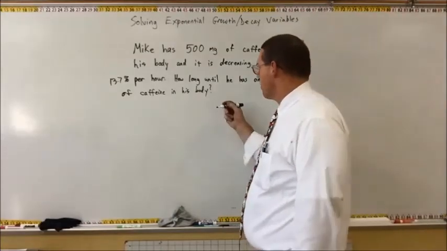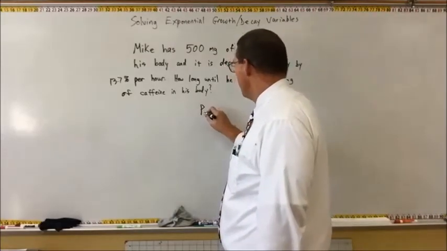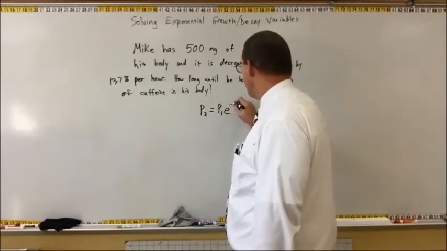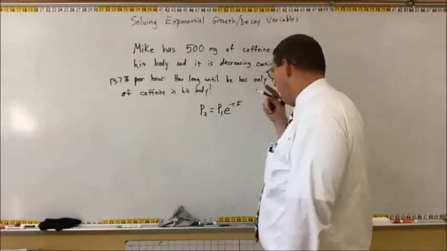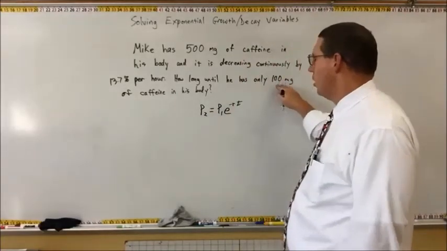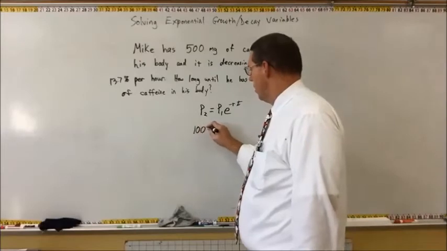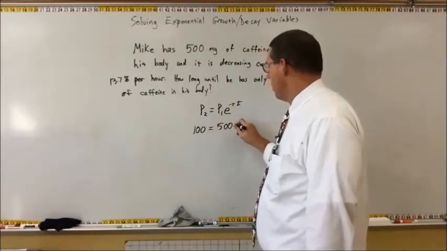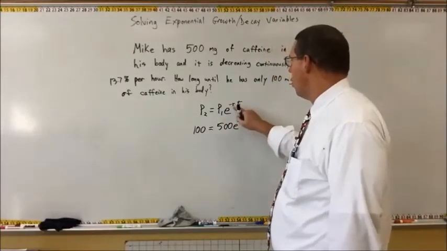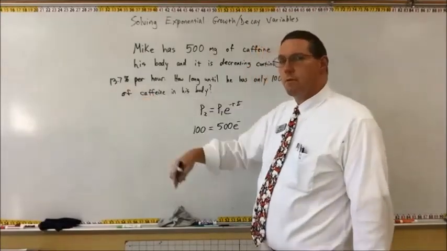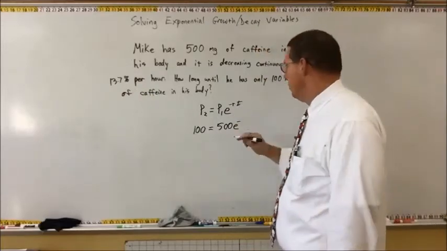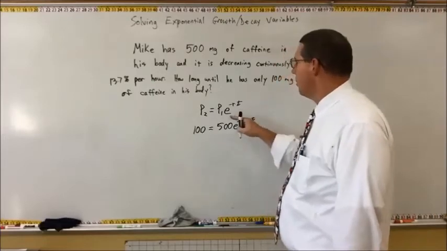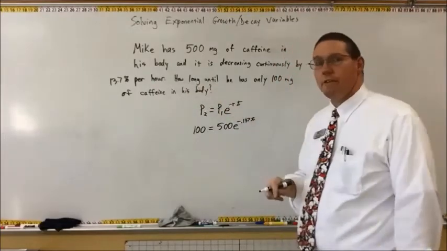Okay, so our exponential decay formula goes ending value is equal to starting value times e to the power of negative r times t. Well, in this case, the ending value is 100 milligrams, so 100 equals, the starting value is 500 milligrams, e to the power of negative r, the rate, 13.7% becomes 0.137, so negative 0.137, and then we don't know how much time because it says how long until. That means we're solving for time.